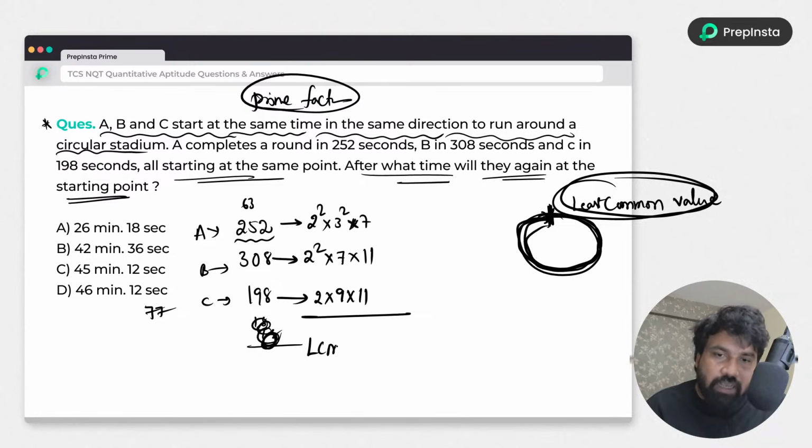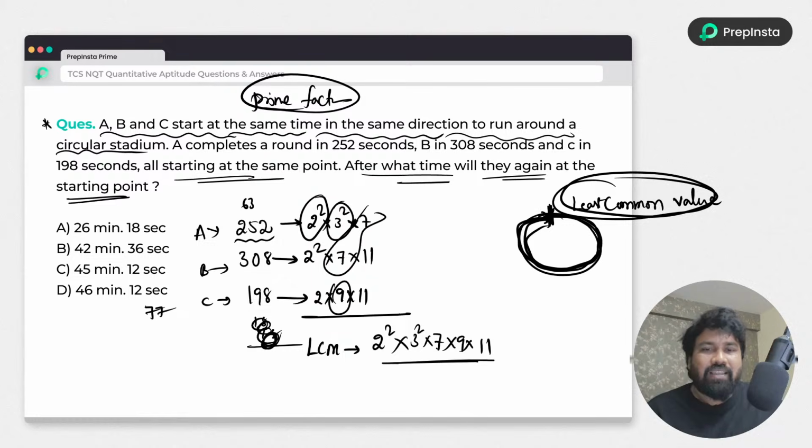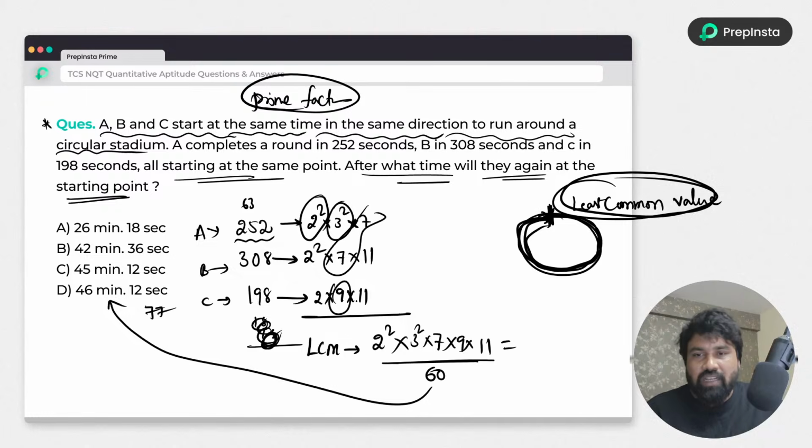So in order to find the LCM after prime factorization, you have to take the highest values, right? So the highest power of 2 is 2 square. The highest power of 3 is 3 square. There is no multiple of 5. Next, the highest of 7 is 7, of 9 is 9, and of 11 is 11. So this is the LCM. If you find it and divide by 60, it will become minutes and seconds. Why? Because we found the LCM in seconds, right? So if you convert it into minutes, it will become your answer.